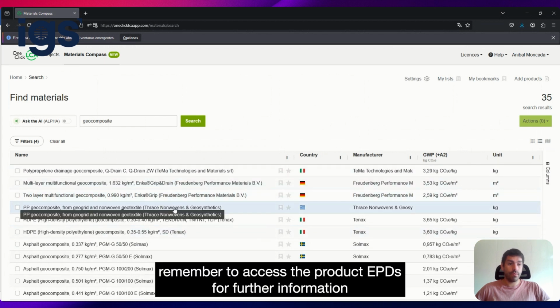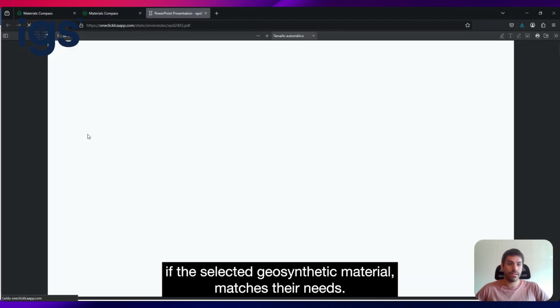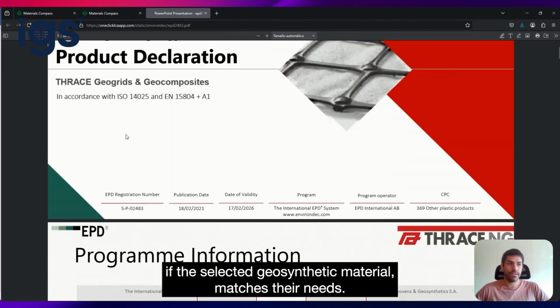If in doubt, remember to access the product EPDs for further information, to properly assess if the selected geosynthetic material matches their needs.